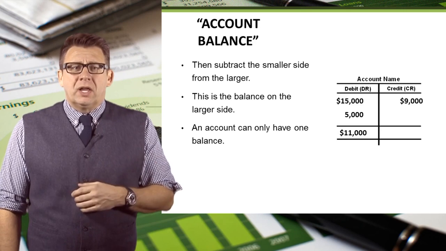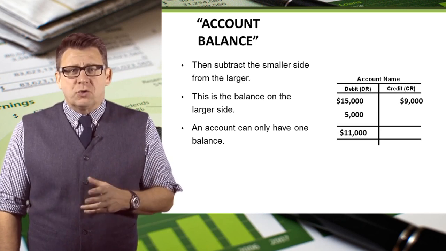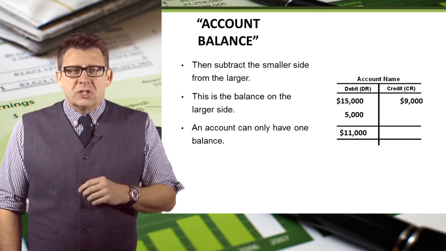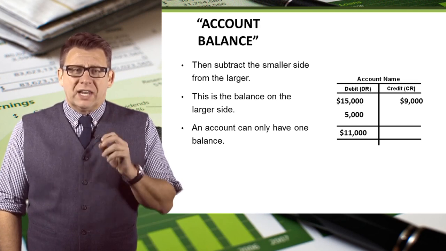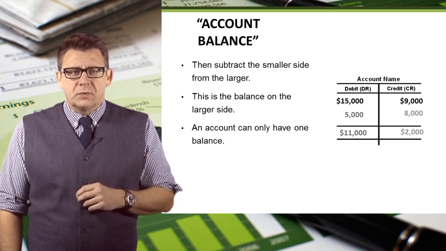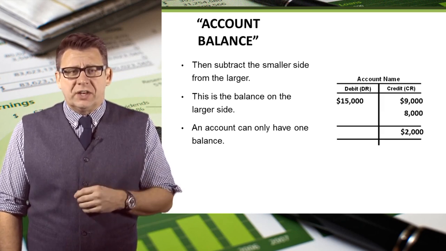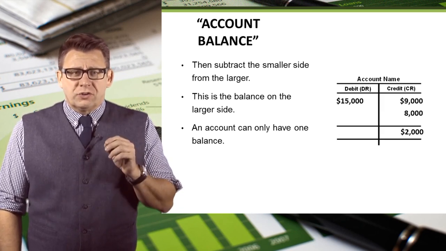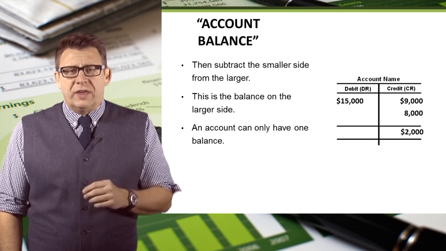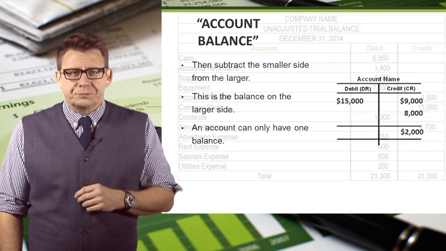In this example, debits are $20,000 and credits are $9,000. So the balance in this account is an $11,000 debit. In this example, debits are $15,000 and credits are $17,000. So the balance in this account is a $2,000 credit.